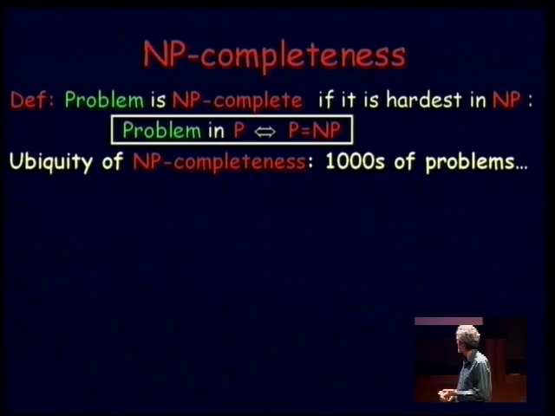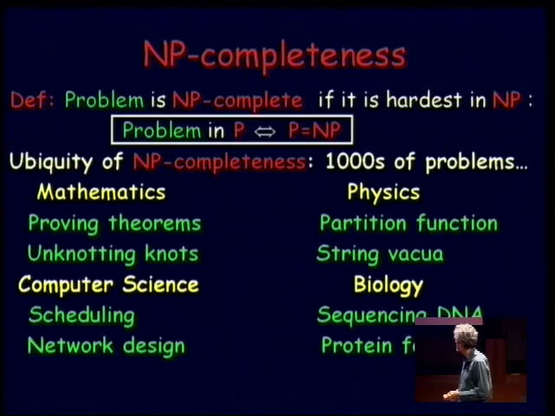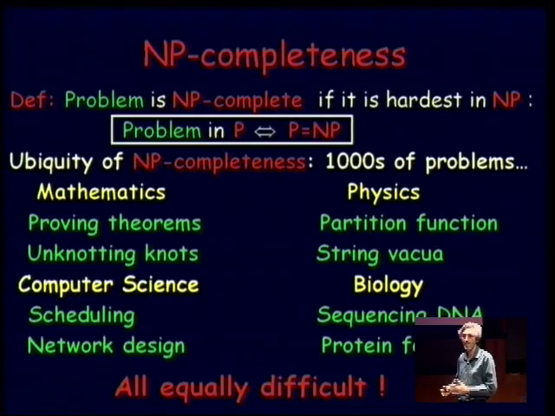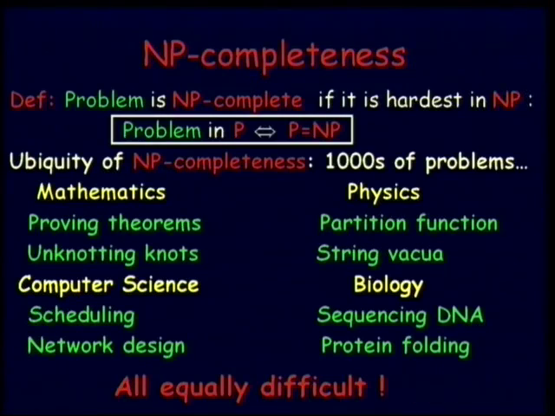There are many hundreds, thousands of problems in all of mathematics and science which are NP-complete. Just like theorem proving, they are all of exactly the same complexity. If you have found an efficient algorithm to solve one, you have found an efficient algorithm to solve all of them, even though they definitely seem like they have nothing to do with each other. So I just wrote a few to pique your imagination.